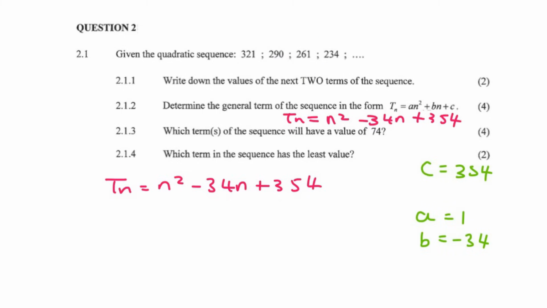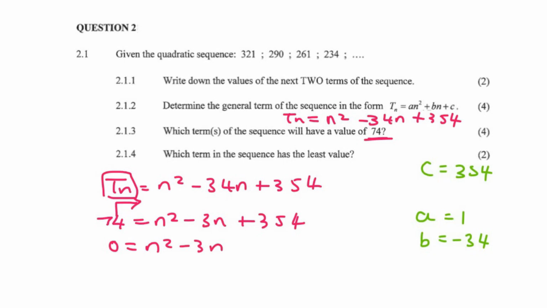So what are they giving us here? They're telling us we'll have a value of 74. So I fill that in over here, 74. And then I solve. So this is definitely going to be a quadratic. So I take the 74 over to the left-hand side. So it's n squared minus 3n plus 280. Because I said 354 minus 74.